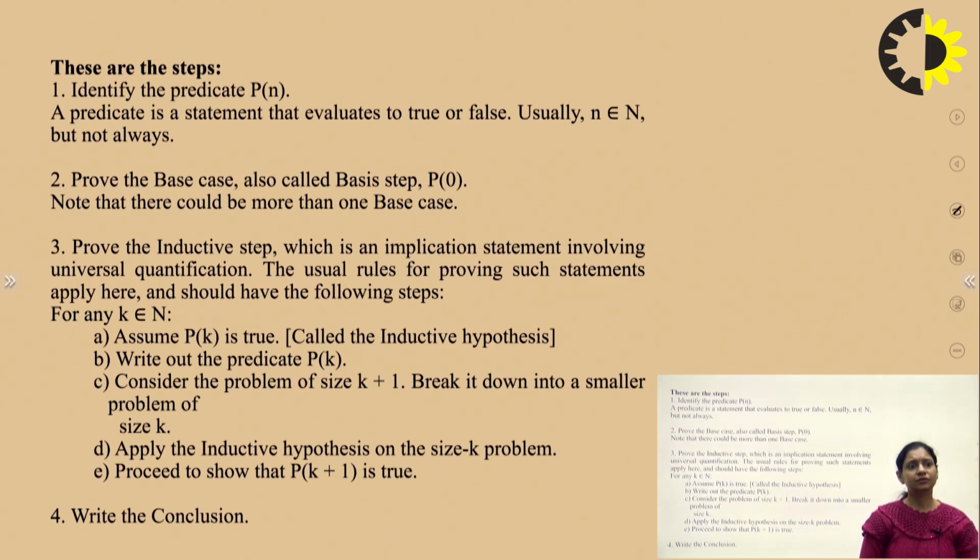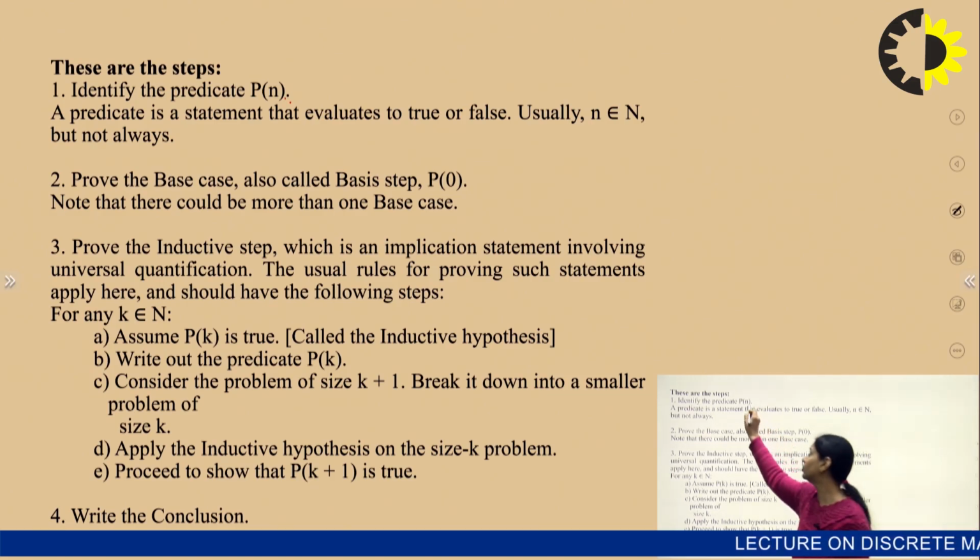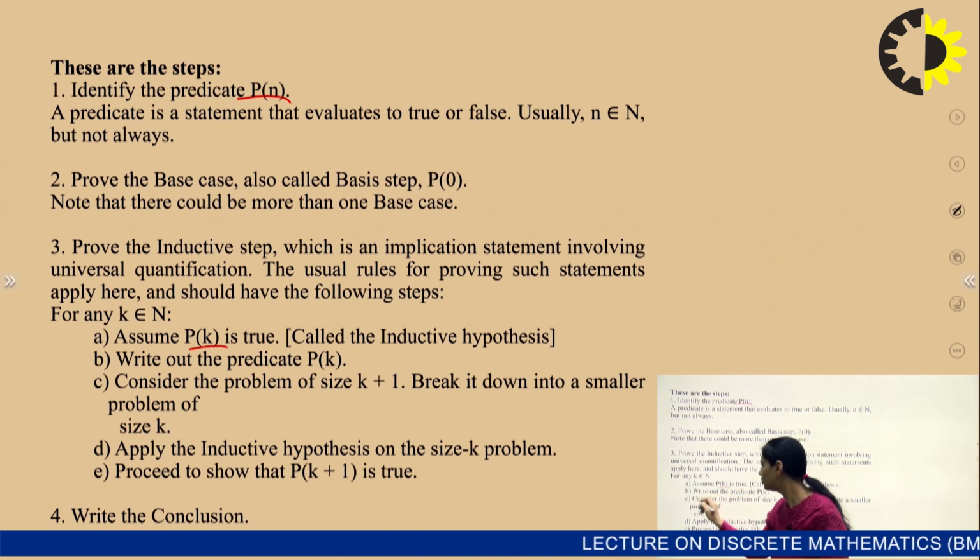So we'll prove the inductive step, which is an implication statement involving the universal quantifier. The usual rule for proving such statements applies here and should follow these steps. For any k belonging to N, we'll assume that Pk is true, that is the inductive hypothesis. Then we write down the predicate Pk, because earlier it was given in the form of Pn, now we'll write it in the form of Pk.